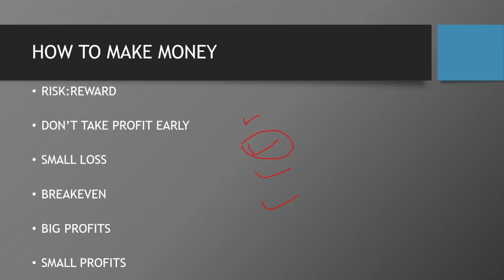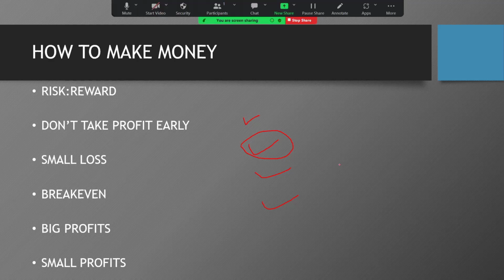Now, the next one is, how do you make money from trading? Do not take your profits early. What do I mean? You enter a buy here, your stop loss is here, right? Your take profit is here. The market now moves small, just small. You start taking profits.